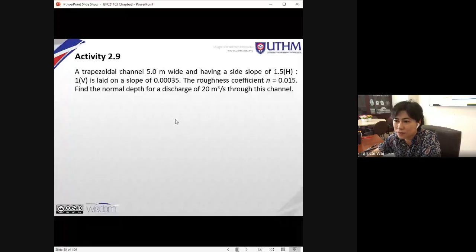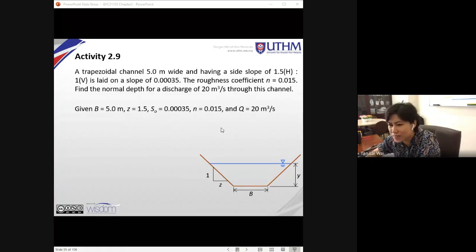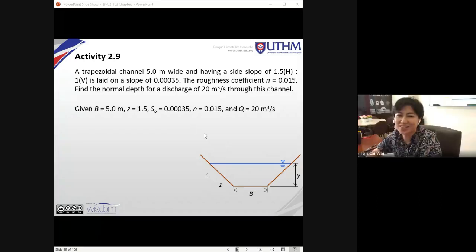I have another file which has all the answers provided already. All right, here. You have a trapezoidal channel, so you might sketch out 5 meter bottom width. Have we gone through this exercise before? Not yet, right? Okay, great. It's a trapezoidal channel.